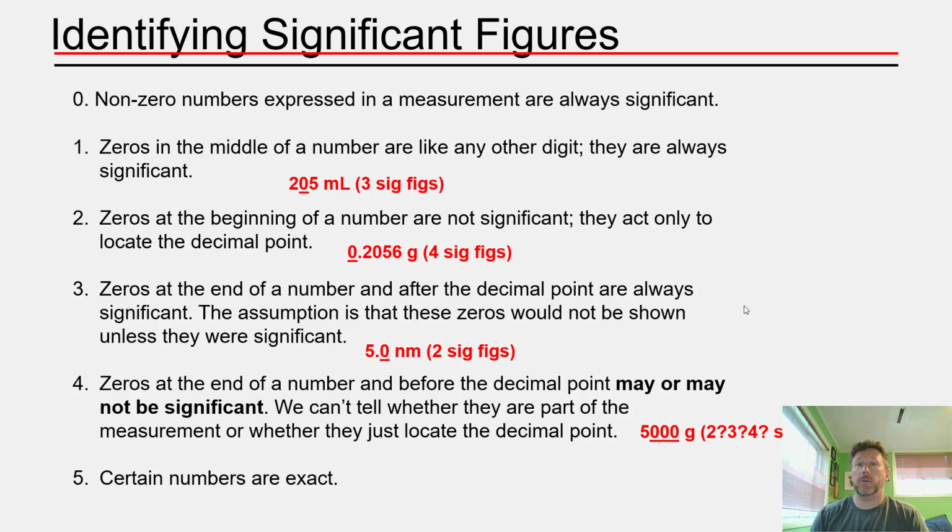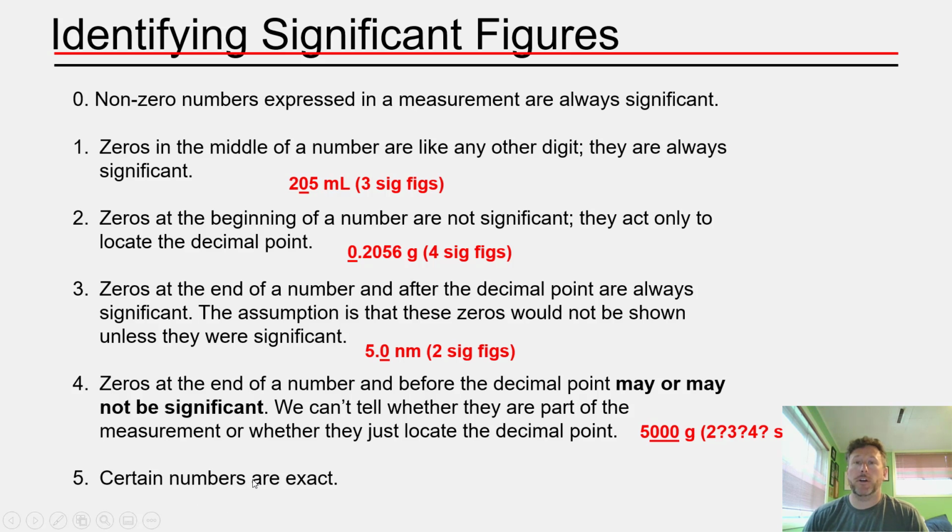So for instance, if I told you something weighed 5,000 grams, it's not clear under the rules how many of these zeros are significant figures. We know for sure that the 5 is a significant figure, but without writing this number in scientific notation or including the decimal point, we don't know how many significant figures there are. It could be just the 5 is significant, so there's only 1 sig fig. More likely, at least the 5 and this 0 are significant figs, but we don't know for sure. So a measurement like 5,000 grams, not written in scientific notation, and with no decimal point, could have 1, 2, 3, or 4 significant figures.